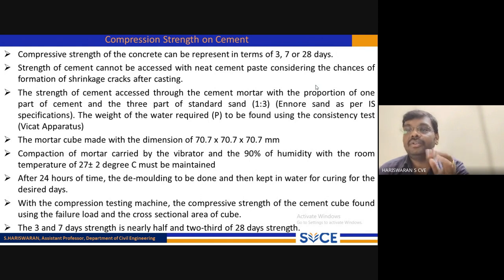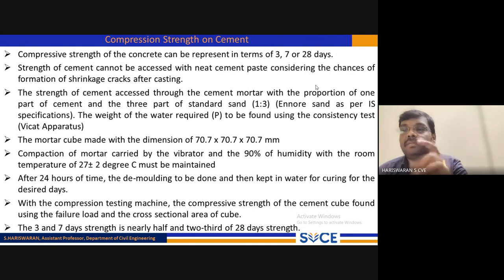That mortar is to be placed in a cube. For cement, we have to make use of a 7 centimeter, approximately 7 centimeter or 70 mm cube. The dimension of the cube is 70.7 mm. In that cube, we have to place the wet mortar. Then after 24 hours, we have to remove that mold. We will get a hardened mortar cube.